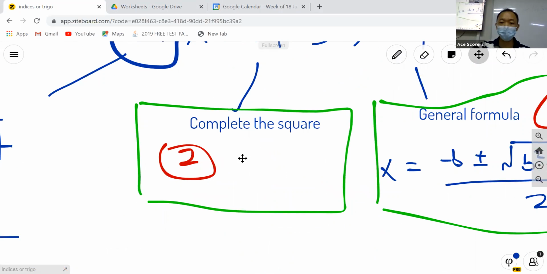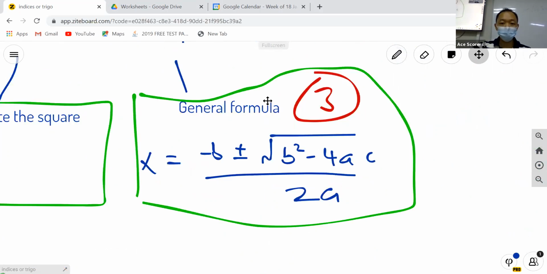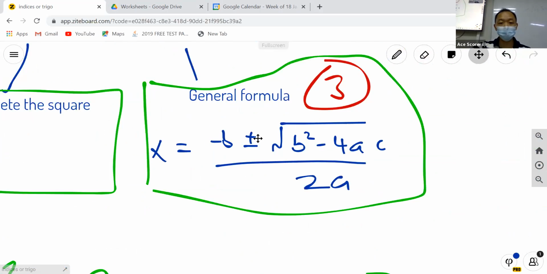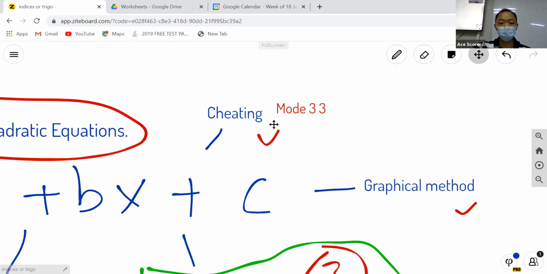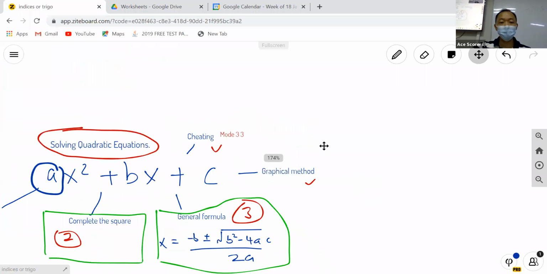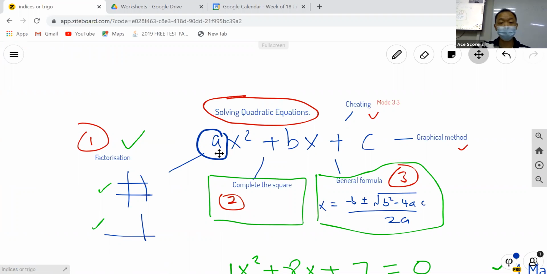Next one is complete the square, followed by the general formula. Later we'll go through what complete the square is all about. Then a graphical method, that is drawing the graph, and the mode 3 calculator method. So what is a quadratic equation? Anything with ax squared plus bx plus c is a quadratic equation.